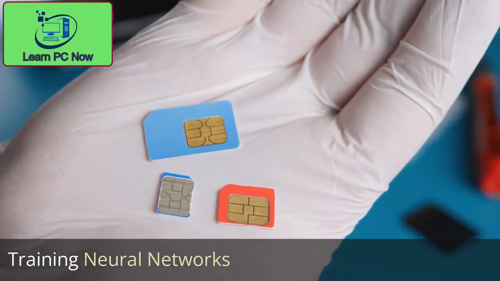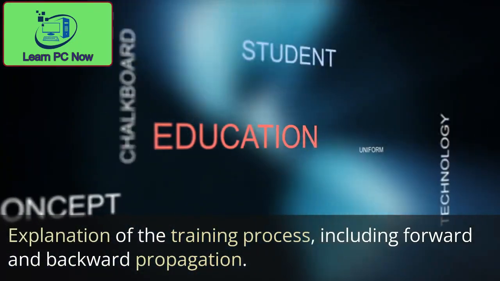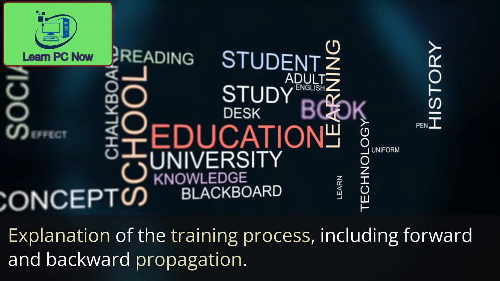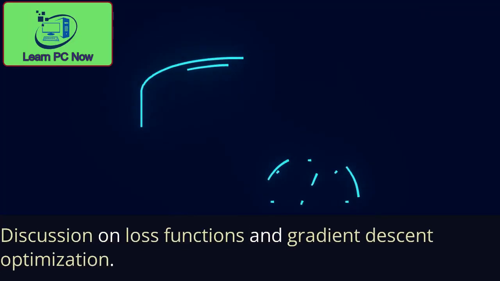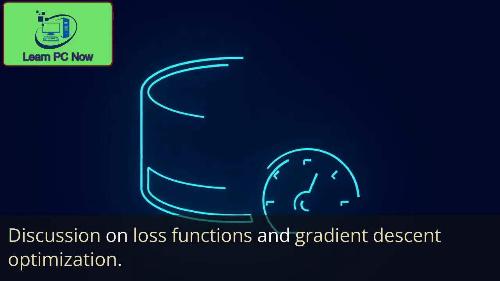Training neural networks. Explanation of the training process, including forward and backward propagation. Discussion on loss functions and gradient descent optimization.